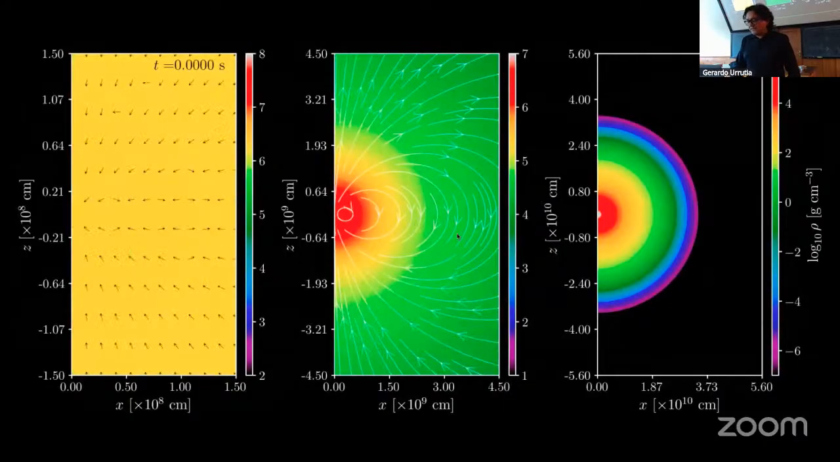So here in this slide, I am showing three different panels. It is the same simulation. In the first one, I am focused on the central region.